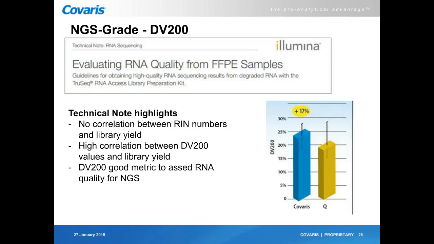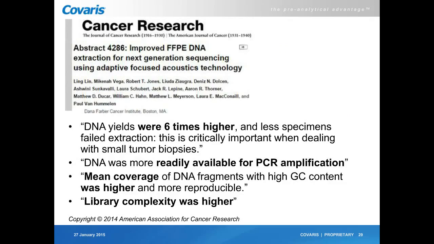So the truXTRAC FFPE RNA kit also improves these quality metrics. When we say that we really get this NGS-grade DNA and RNA, that's internal data that I showed you, but our customers and early access customers are seeing the same. For example, this paper has been submitted to AACR by a group at Dana-Farber Cancer Institute in Boston. And that's just a quote from their abstract when they compare Covaris to their standard methods.